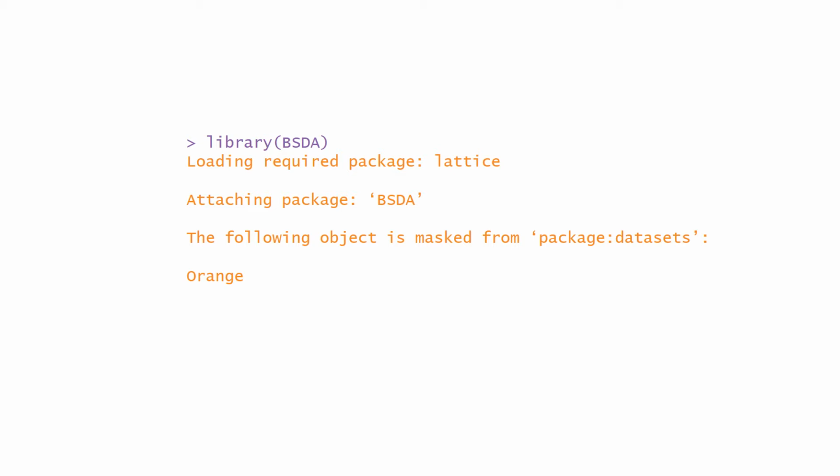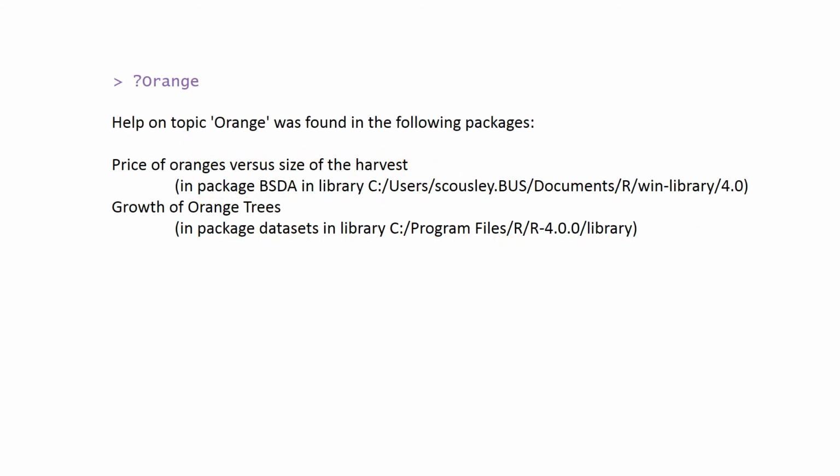A warning is not the same thing as an error message. You generally can ignore warnings. This warning is telling you that both package BSDA and package datasets contain something named orange. To explore what's going on here, you can run ?orange. Here's what you get. This is telling you that there are two datasets named orange. One is in the BSDA package, and the other is in the datasets package.